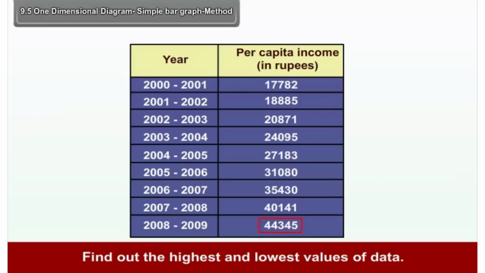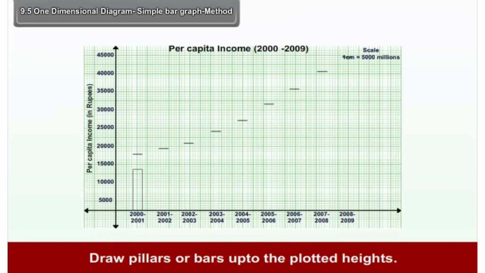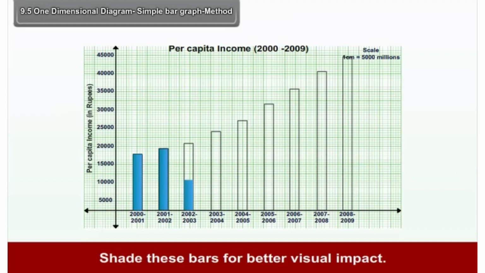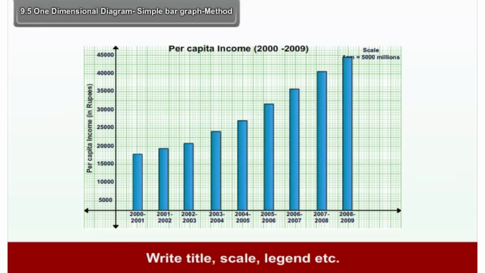Method: find out the highest and lowest values of data. Accordingly, select a scale, plot the points that will determine the height of bars. Draw pillars or bars up to the plotted heights. Shade these bars for better visual impact. Write title, scale, legend, etc.